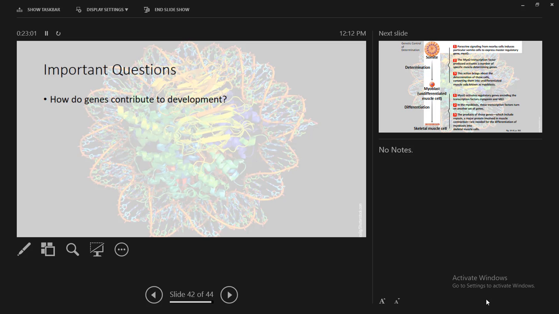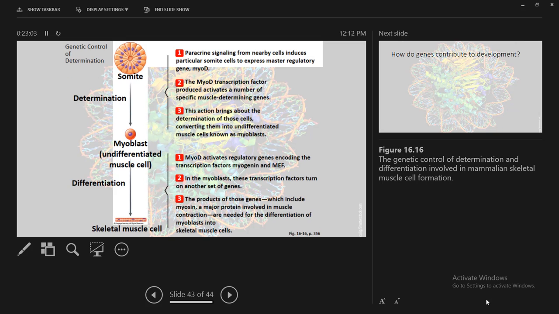How do genes contribute to this process? So here, summarizing this process, we have a totipotent cell. It goes through a process of determination and now is a pluripotent cell, that can become several different cell types, but not any cell type.